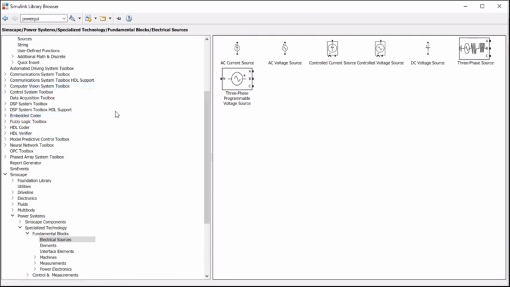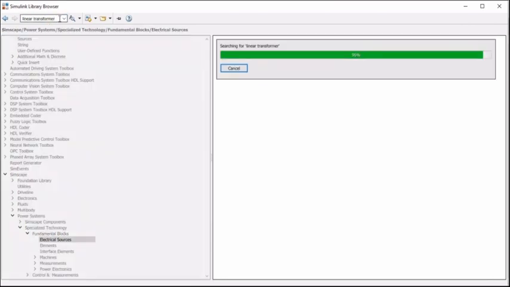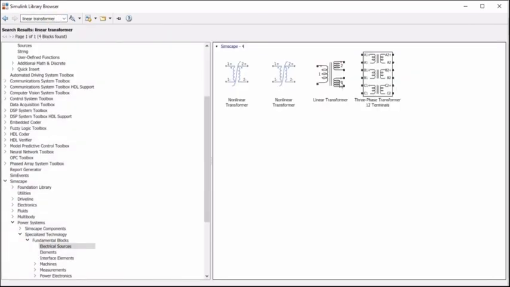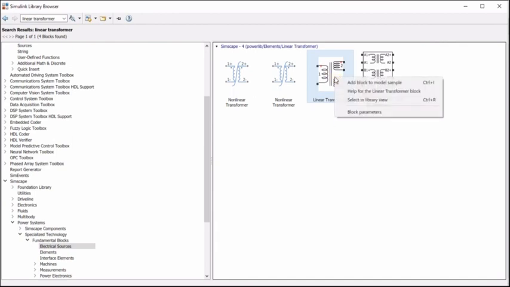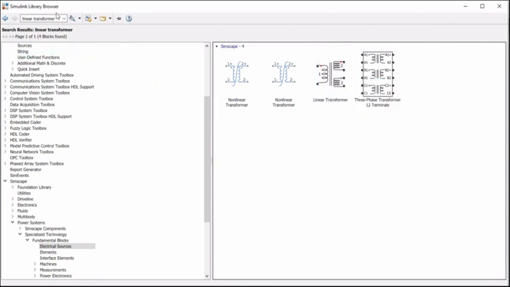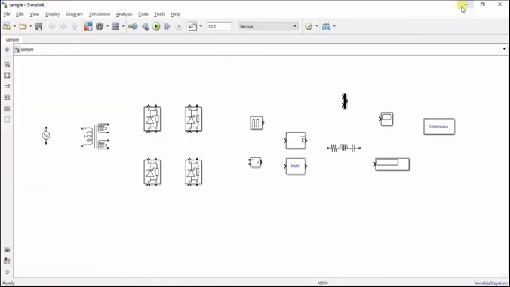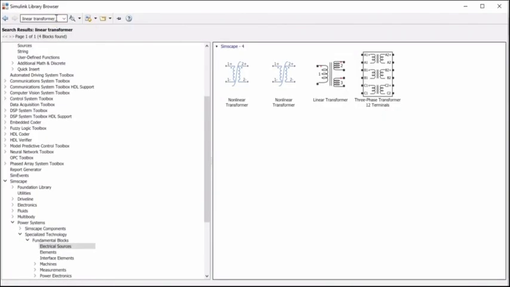In a similar way, if we need a linear transformer, we can type in linear transformer here. Once it is entered, the linear transformer will be visible. This can be right clicked and added to the model. Then we need a thyristor. So we can type in thyristor.